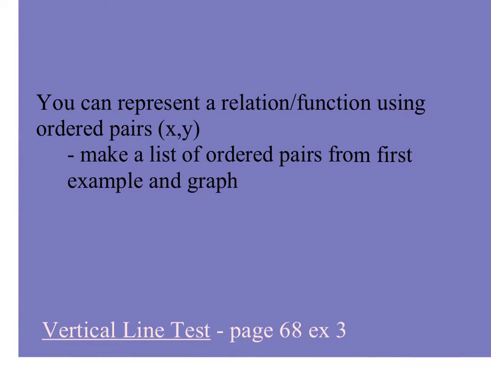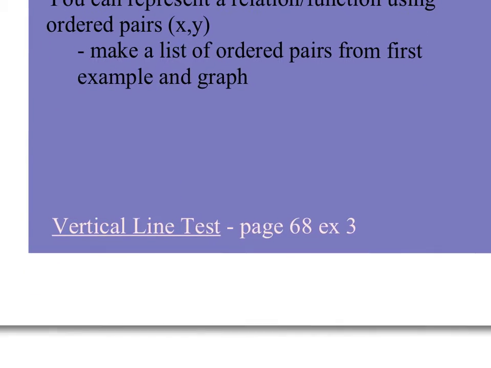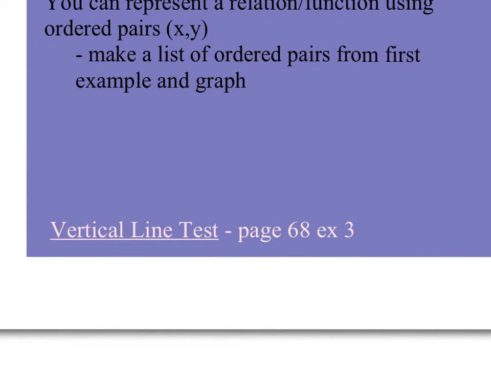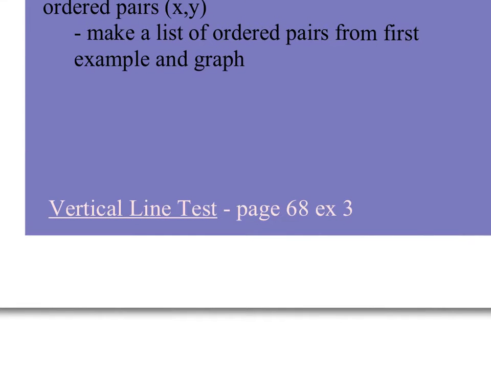Alright, so we've actually already done this. It says you can represent a relation or function using ordered pairs, x, y, and we've already done make a list of those. And the last thing I'm going to talk about is this vertical line test business. If you don't have it listed out in a table or as ordered pairs, you might have a graph, and then you could actually use the vertical line. Now you can take some time and look at the example on page 68, example 3, but I'm just going to talk about this a little bit here.